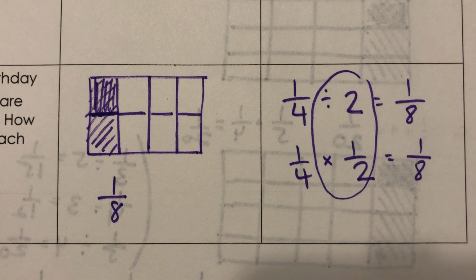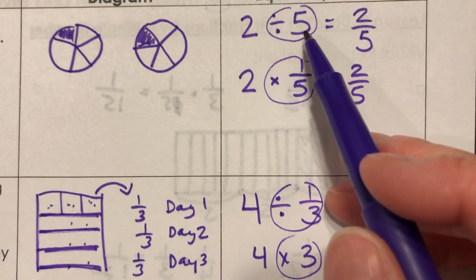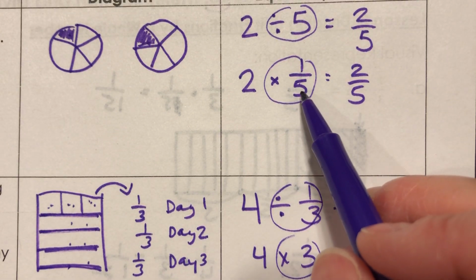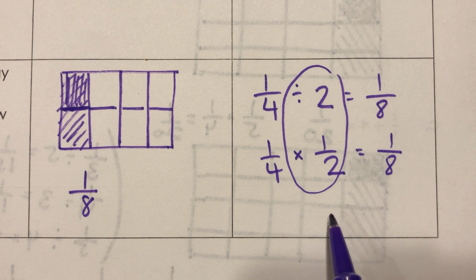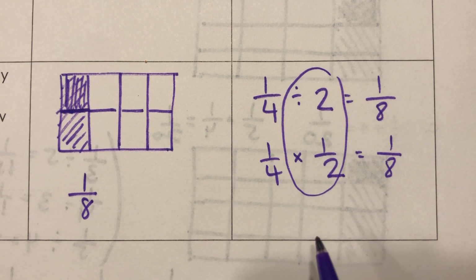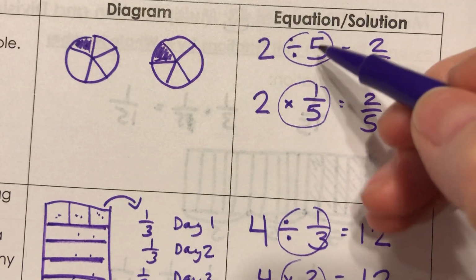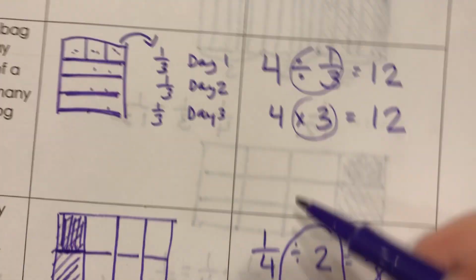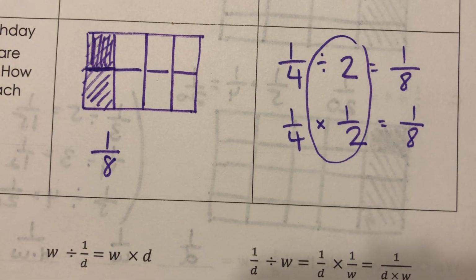So I want you to kind of take a look at all 3 of these. Dividing by 5 is the same as multiplying by 1/5. Dividing by 1/3 is the same as multiplying by 3. Dividing by 2 is the same thing as multiplying by 1/2. What are we seeing happening here? Like, what's the relationship between 5 and 1/5, between 1/3 and 3, and between 2 and 1/2?